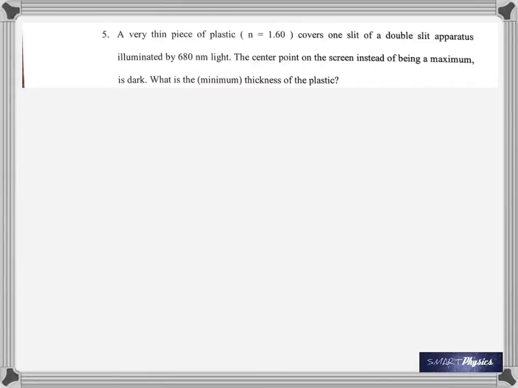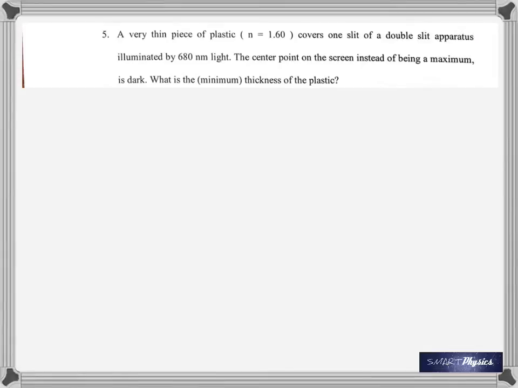This question is to do with thin films. You see that when a thin piece of plastic, refractive index 1.6, covers one slit of a double slit apparatus illuminated by 680 nanometers, the center point on the screen, instead of being a maximum, is dark. What is the minimum thickness of the plastic?